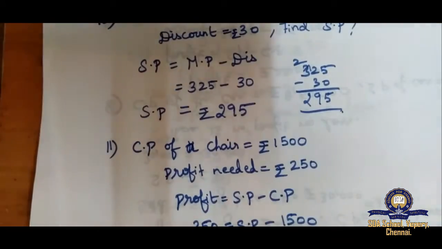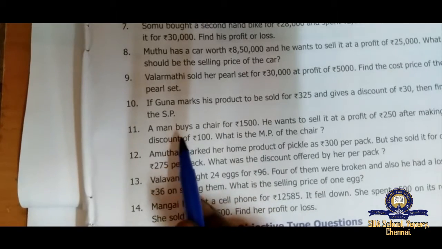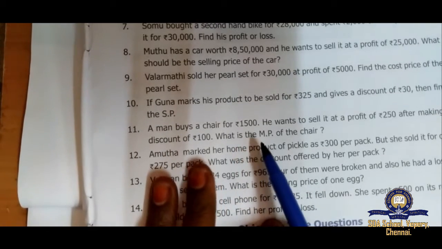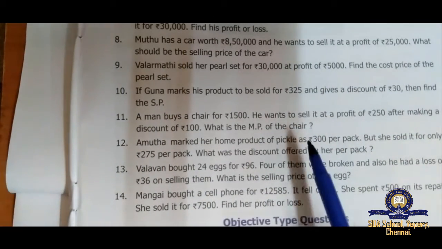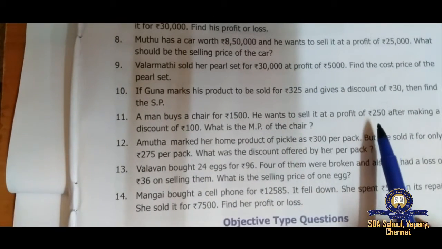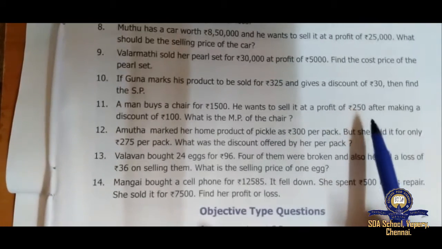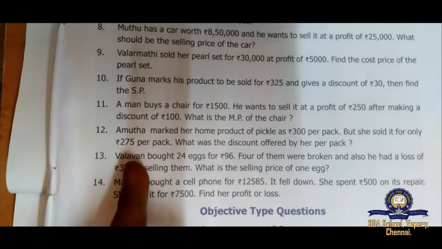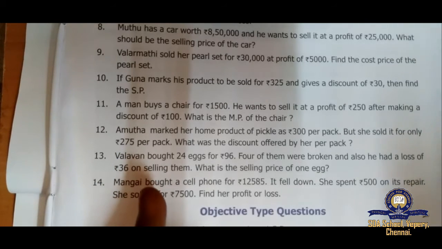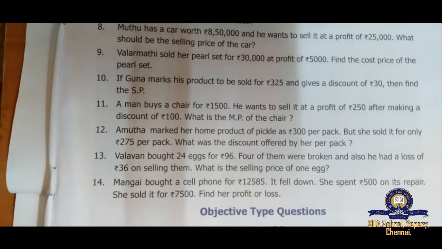Then 11th question. A man buys a chair for rupees 1500. He bought a chair for rupees 1500. He wants to sell it at a profit of rupees 250. He bought for 1500 and the profit is 250, after making a discount of 100. So he wants a profit of 250 after making a discount. He wants a profit as well as he wants to give a discount for the chair. What is the marked price of the chair?